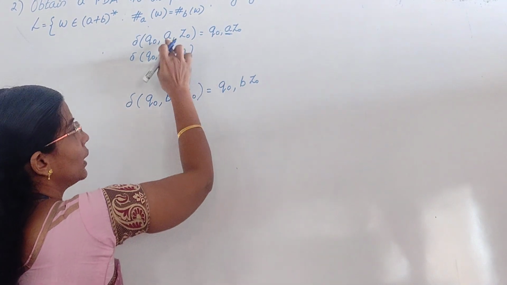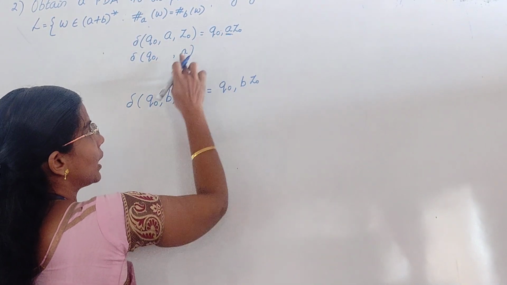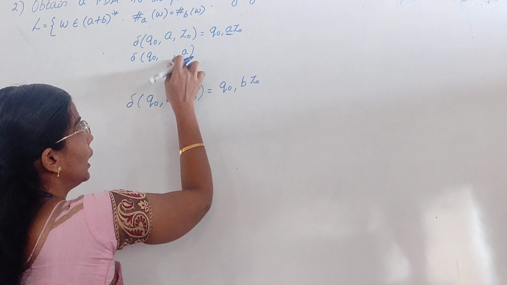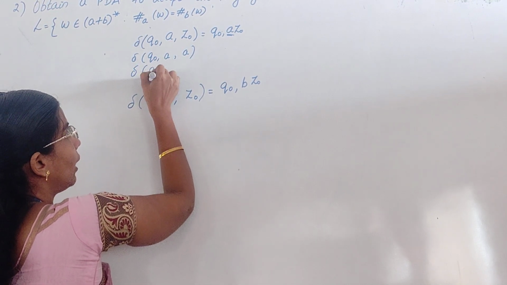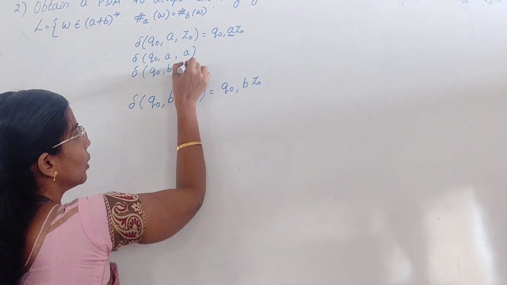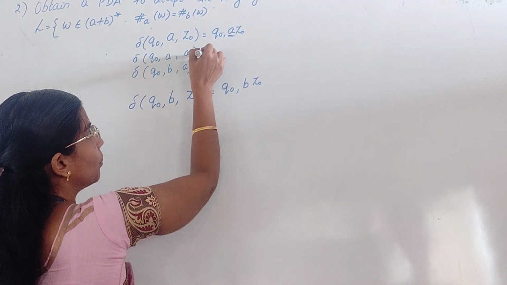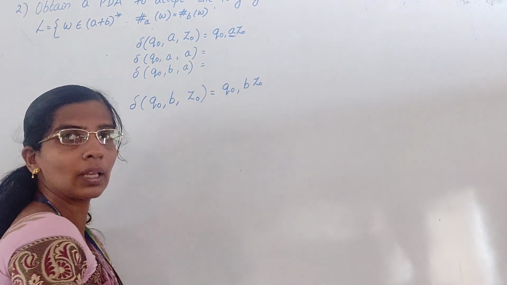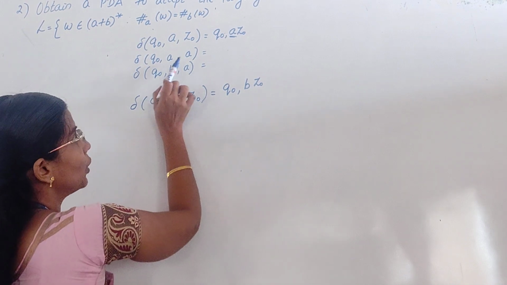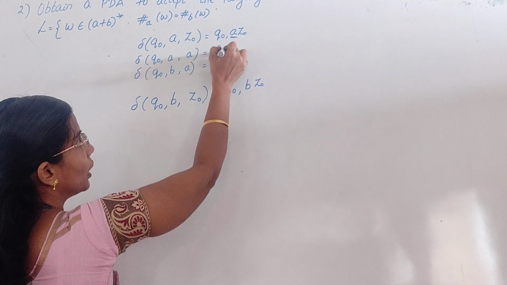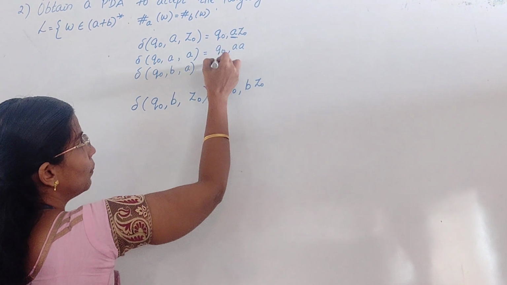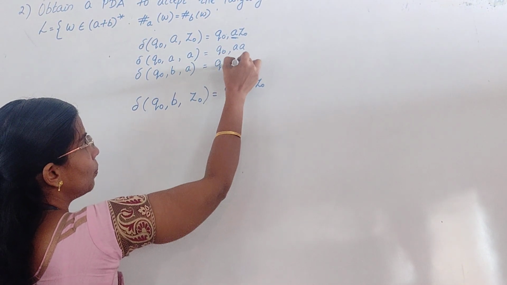So here I have pushed A into my stack. So the stack top will be A. The input symbol can be either A or B. If your input symbol is A, you will push. If your input symbol is B, you will pop.